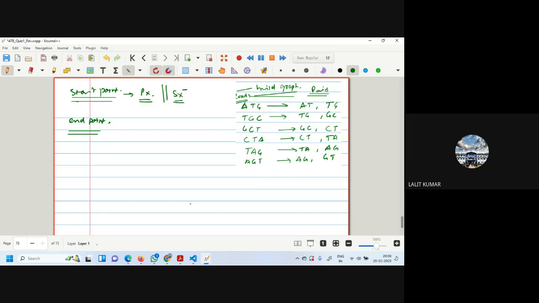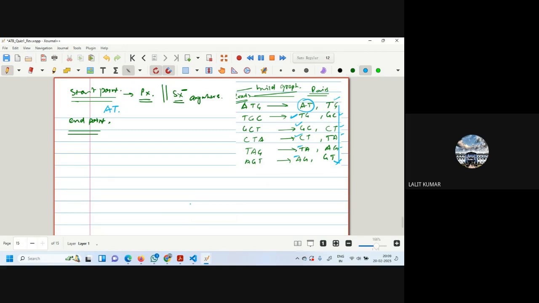Okay, so I'm just considering this. We can check from here, from AT, for example. AT, is it there anywhere in the suffix? It is not there. So easily we can find here that AT is the start point. If we check others, TG is there in the suffix, so it cannot be the start point. GC is there, CT is there, TA is there, AG is there. So it cannot be the start point. So we have identified only AT.